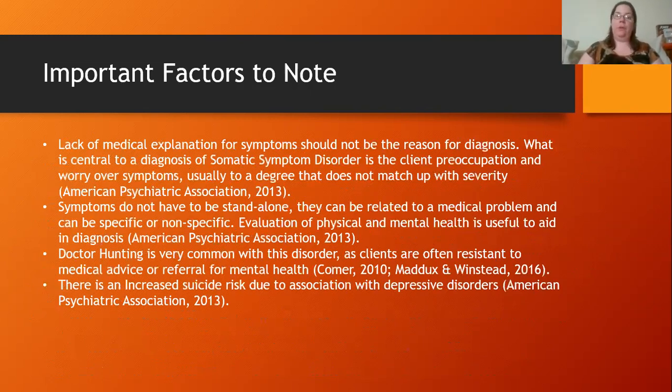There is an increased suicide risk due to association with depressive disorders. There's a high comorbidity between somatic symptom disorder and depression or anxiety. So that is another thing to pay attention to when looking to diagnose.